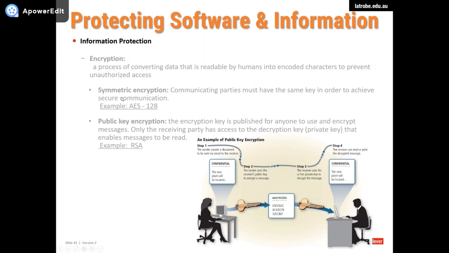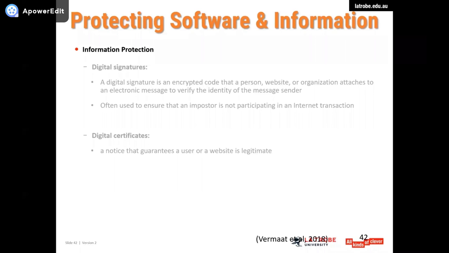Next is the digital signature. A digital signature is an encrypted code that a person, website, or organization attaches to an electronic message to verify the identity of the message sender. So digital signature is often used to ensure that an imposter is not participating in an internet transaction.